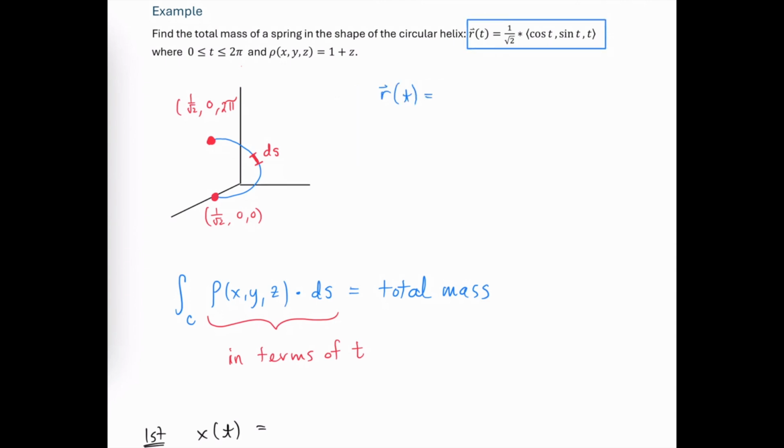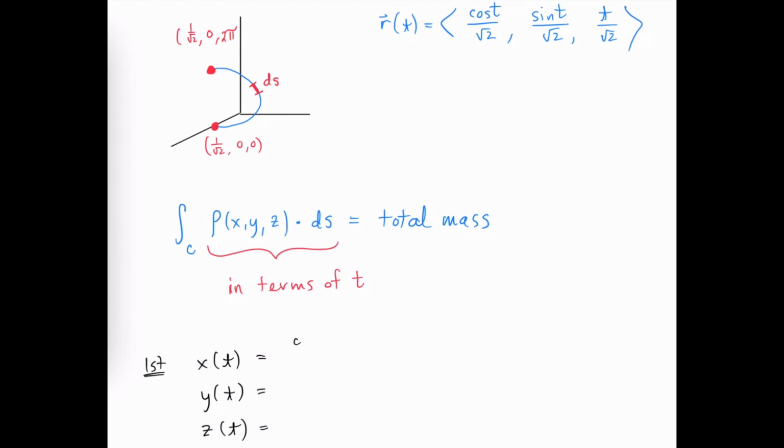So let's expand this a little bit. Go ahead and distribute in that 1 over √2. We'll see that our x parametric equation is going to be cos t over √2, our y parametric equation is going to be sin t over √2, and our z parametric equation is going to be just t over √2. So we bring those equations down here, and when we're building our integrand, those are going to be plugged in for the x, y, and z of the varying mass density function.